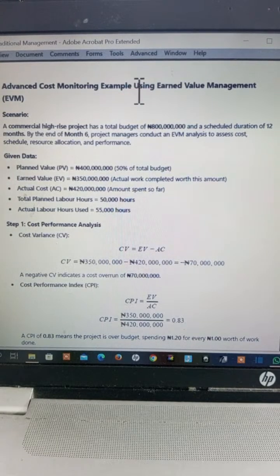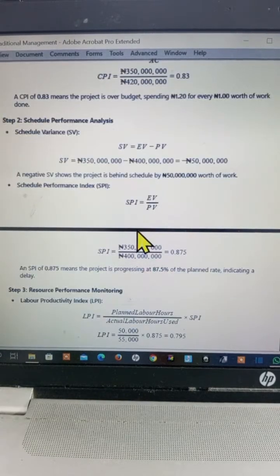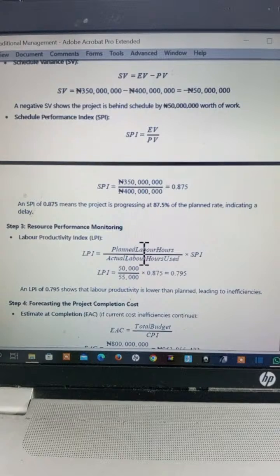Okay. So I've been able to show you the planned hours and the actual labor hours. Let's get to that and see what we have in terms of our resource. In terms of labor productivity index, LPI, we have our planned labor hours divided by the actual labor hours, but you have to multiply that by the schedule performance index, for you to have your labor performance index.